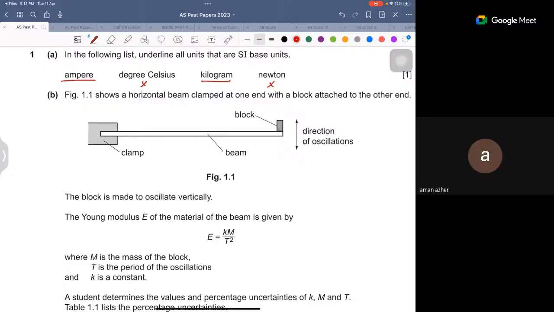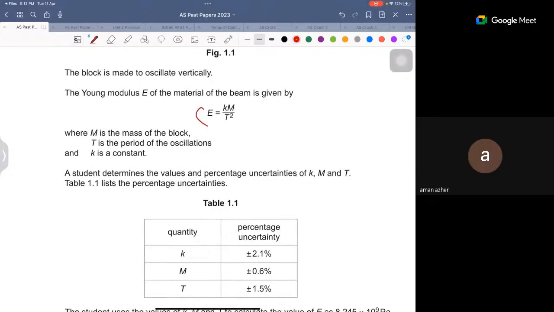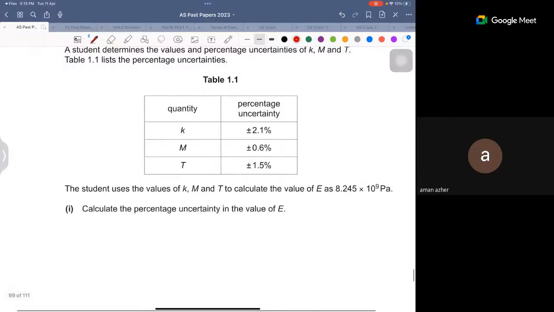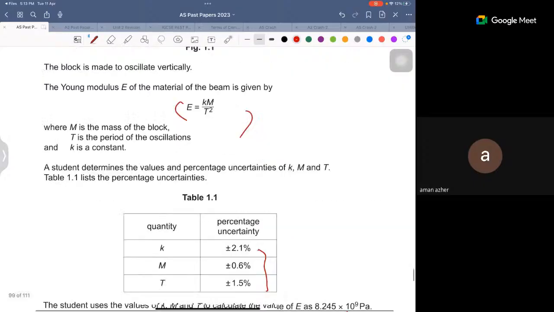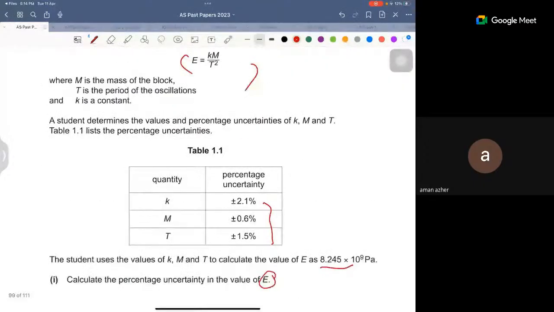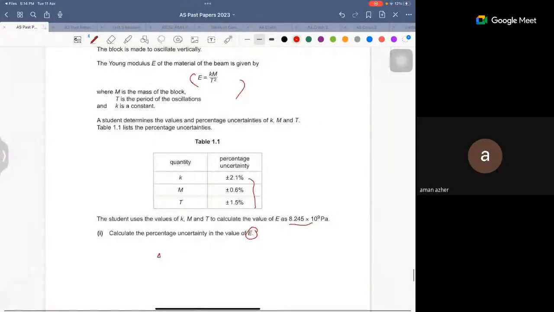Then it says this particular formula is given, and they say calculate the percentage uncertainty in value of E. And it says calculate the value of E as this. We want to find percent, and they have already given the percentages, so we don't need to do anything. We already have the formula, so we're gonna write delta E over E equals delta K over K plus delta M over M plus delta T over T. Okay, like that. Now you check the powers.